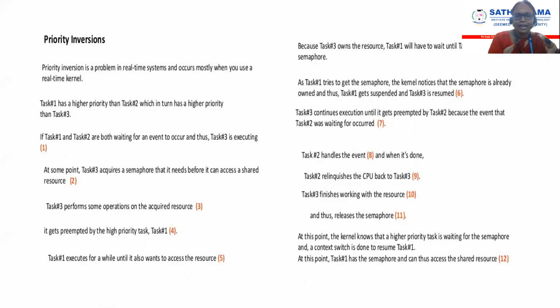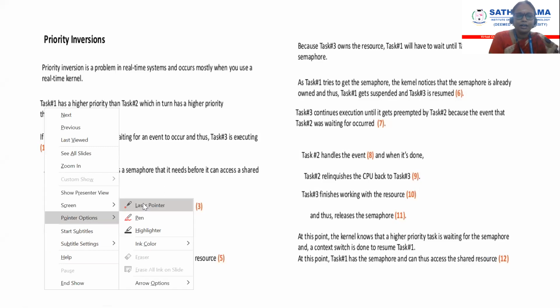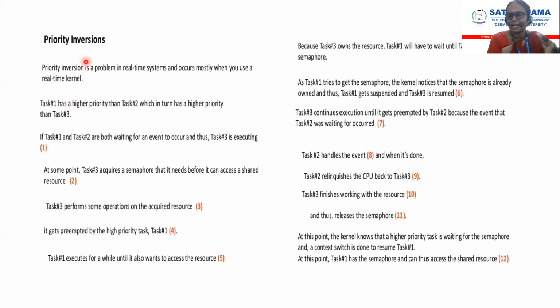Priority inversion occurs in a real time RTOS. When you use the real time kernel, you understand that here we are all real time. Real time means it is always used in real time only. It has to be used according to the user conditions. Here they have given three tasks for explaining the priority: task 1, task 2, task 3. Task 1 has a higher priority than task 2.